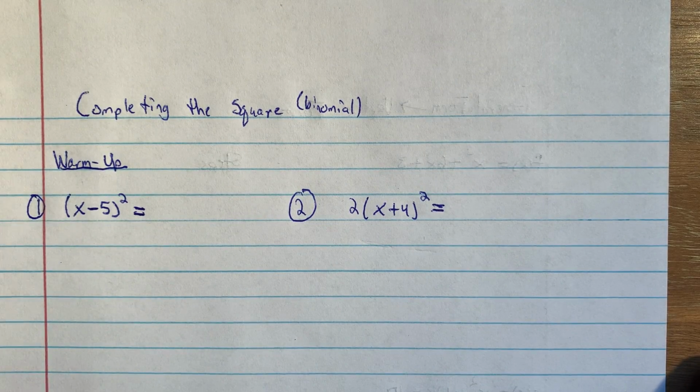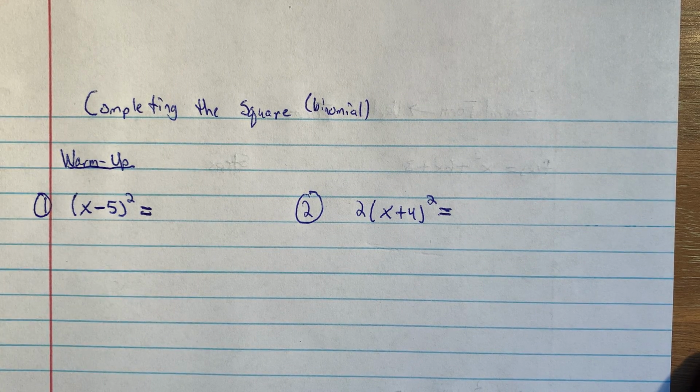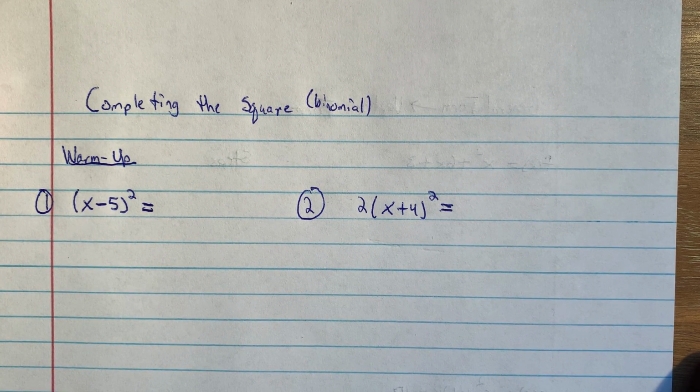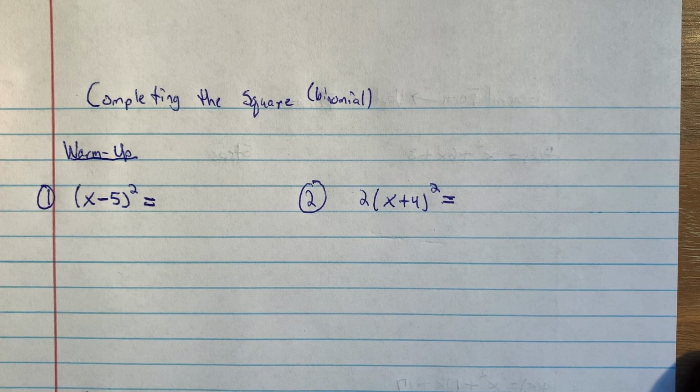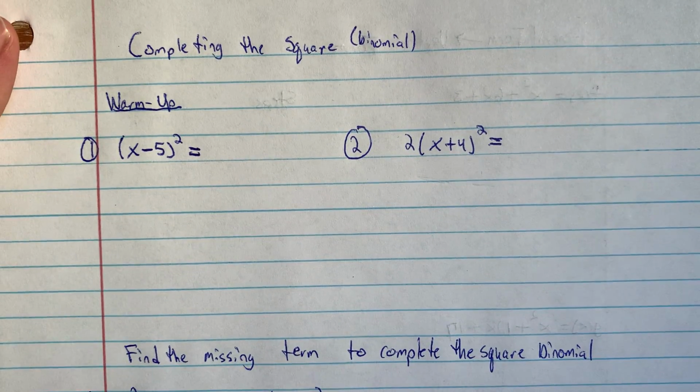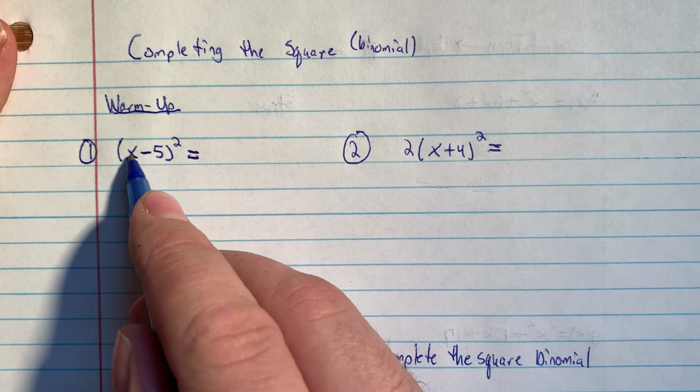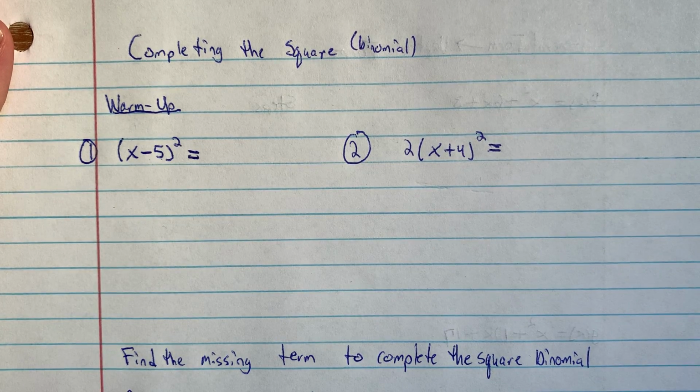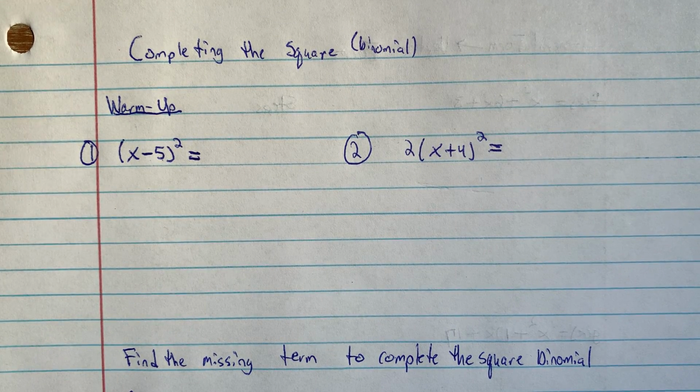Before we get into doing that, we need to make sure we have some skills that we're supposed to already have coming in. Specifically, we really need to be able to square binomials. So let's see how you do on this. What is x minus 5 squared equal to? And hopefully we need this shortcut.